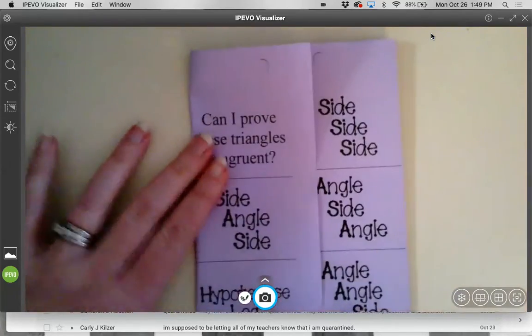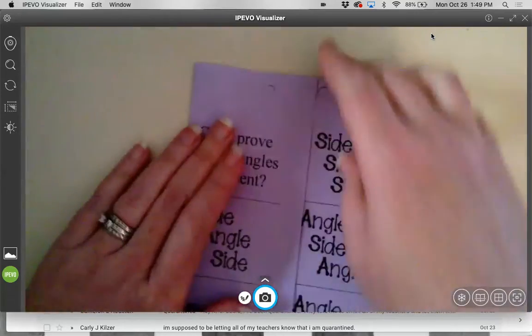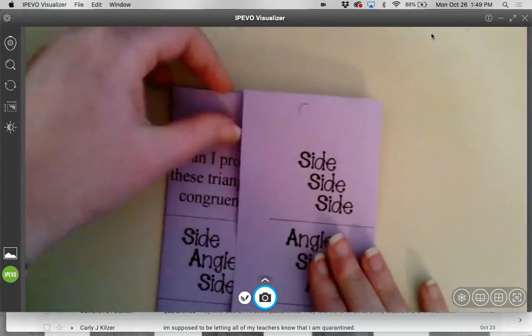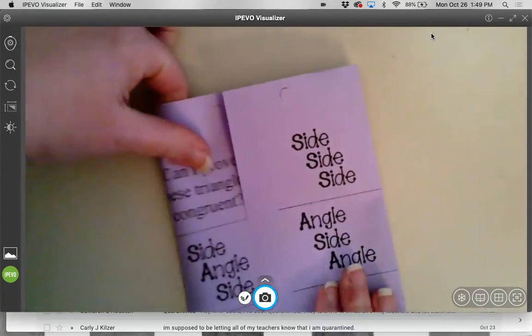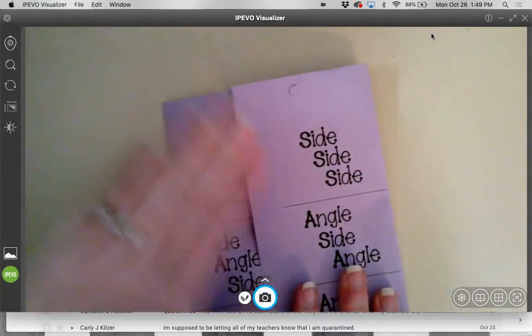So go ahead and fold it. While you're getting folded, I am going to trim mine just a little bit so it looks a little nicer.